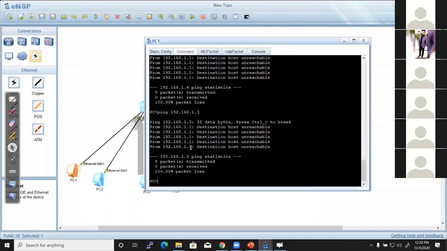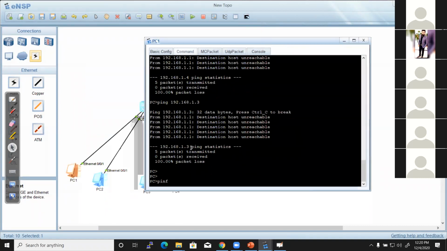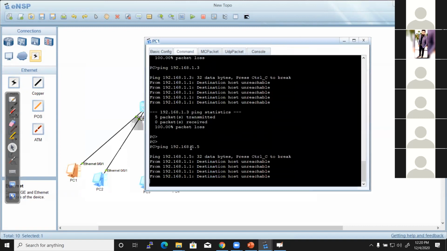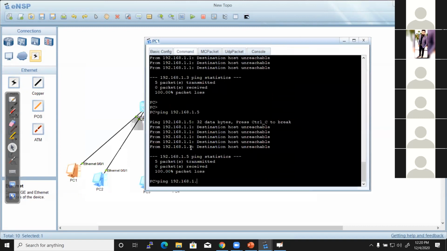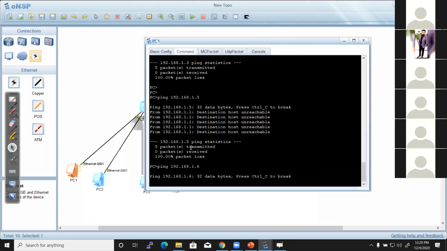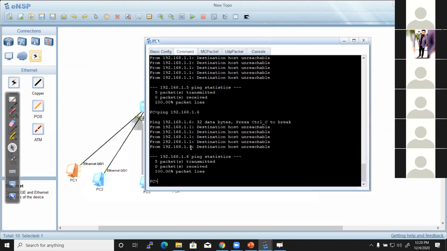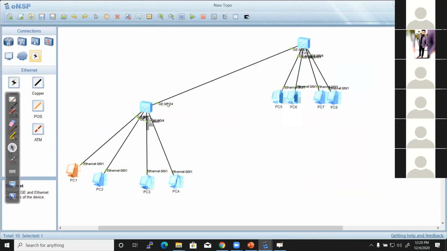For example, from PC1, I try to ping 192.168.1.5, and this is the IT guy. We are the same guy, but I'm not able to communicate. Also, the 1.6 is in the same department. He's an IT guy, but I'm still not able to communicate with him as well. So what we need to do, we need to configure this link as a trunk.